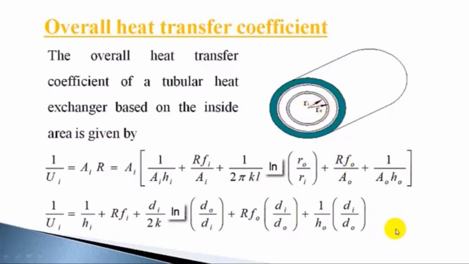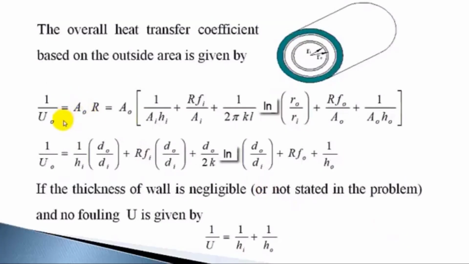Now let us calculate the heat transfer coefficient based on the outside area. So this is a calculation for heat transfer coefficient based on the outside area. 1 by U0 is equal to A0 into R. So overall resistance is same. Instead of AI, you need to multiply with A0. So if you multiply by A0, A0 by AI area ratio is diameter ratio. So you get 1 by Hi into D0 by di.